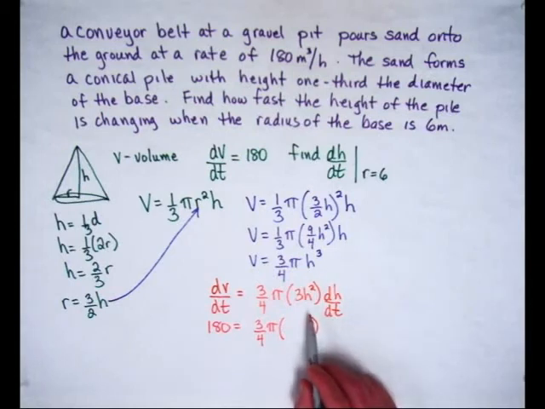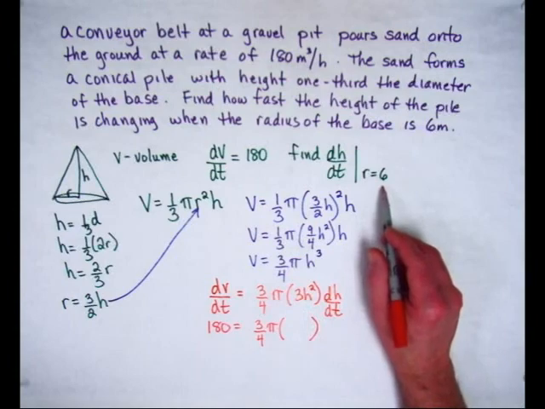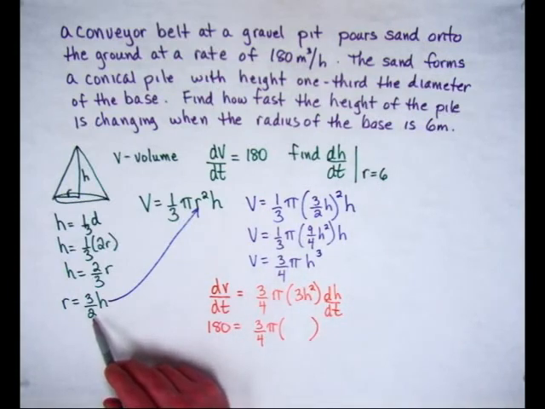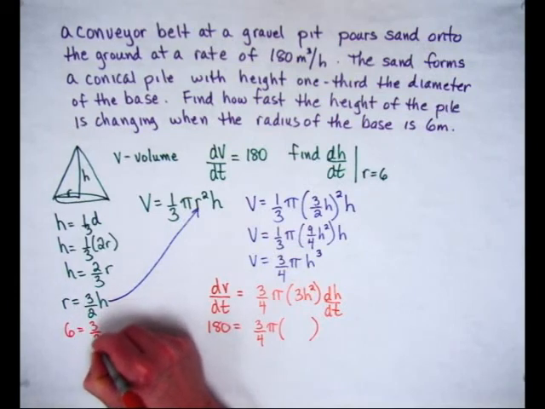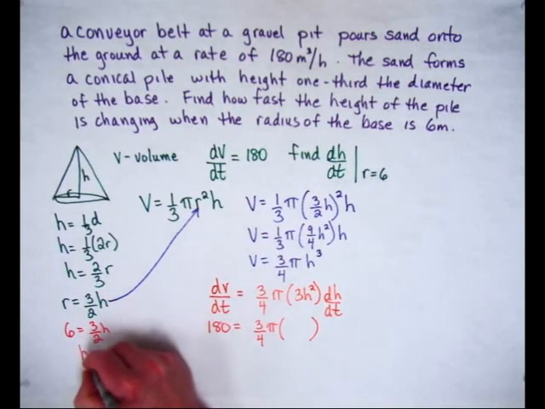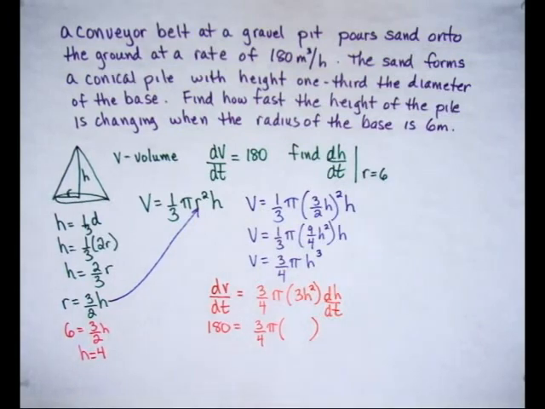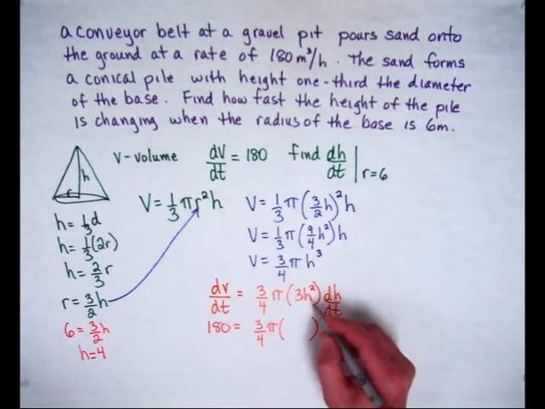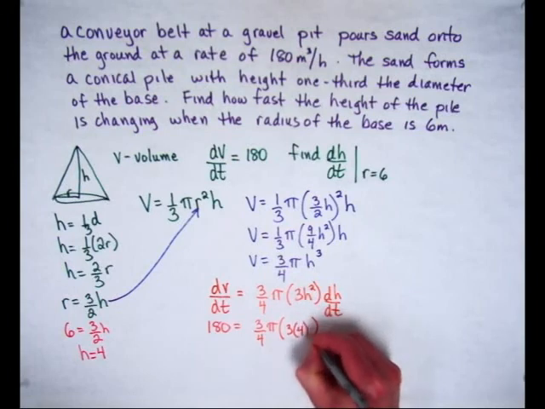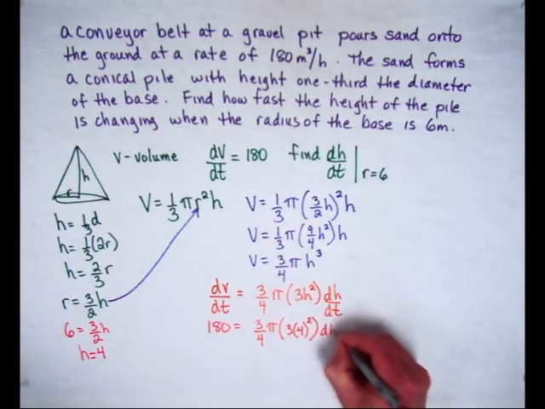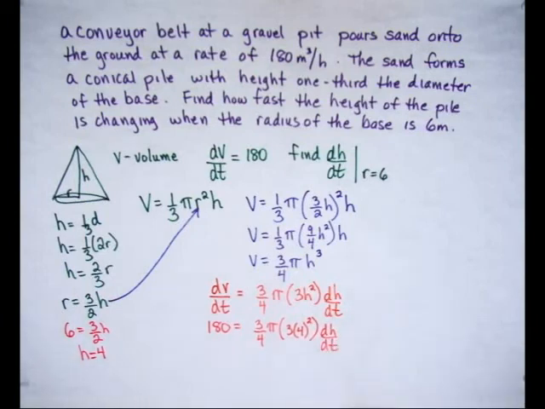Now, however, the question requires us to know the height. We don't know the height. We were given the radius. But of course, the radius and the height are related. So the radius was 6. So 6 is equal to 3/2 the height. So the height would be 4. Just multiply by 2 and divide by 3. So this is going to be 3 times 4 squared times dH/dt.